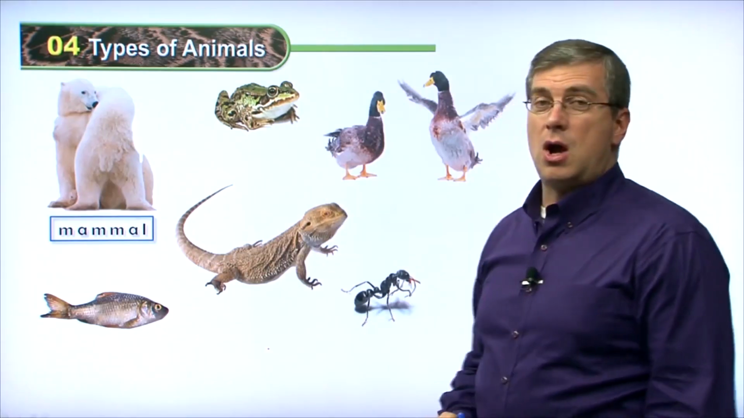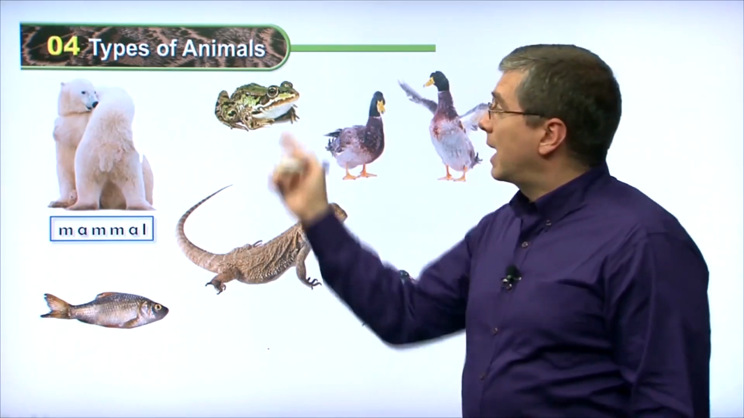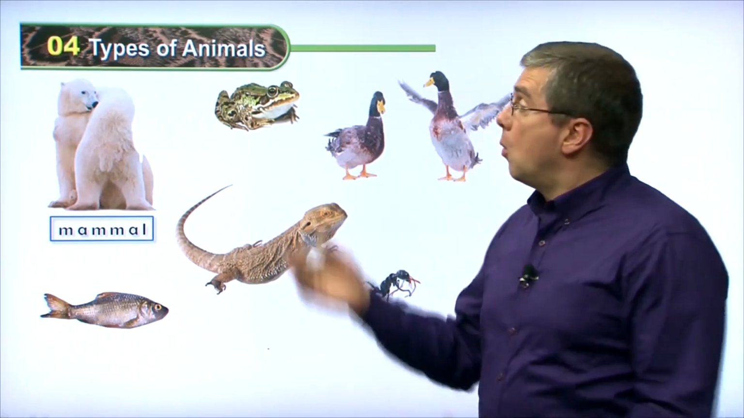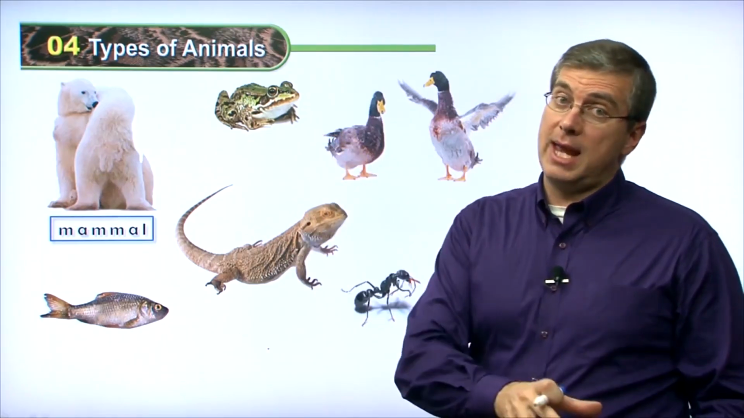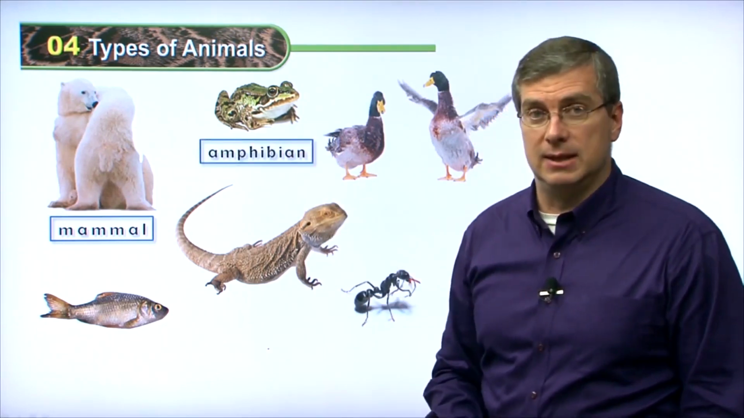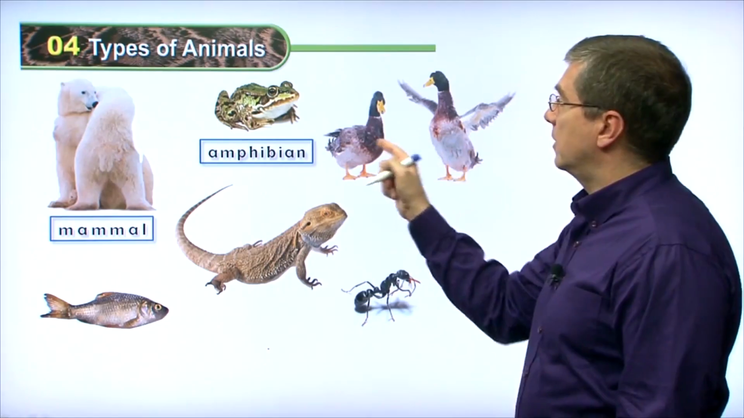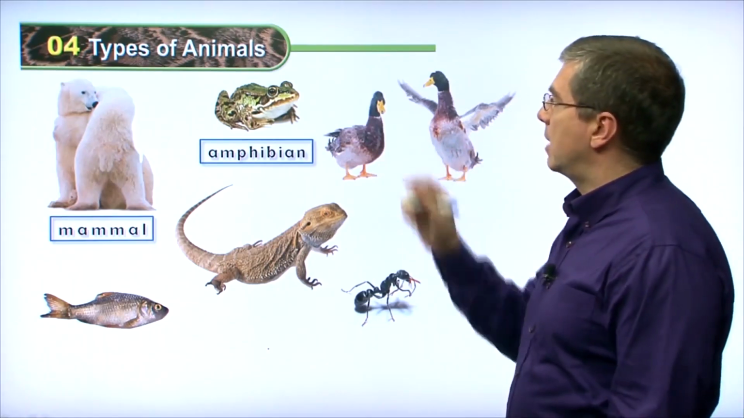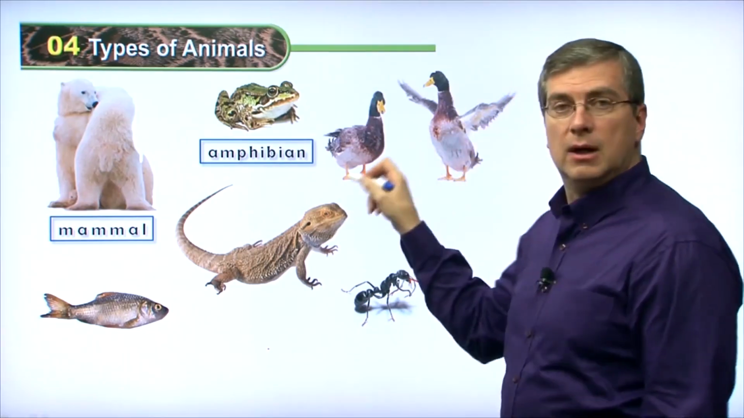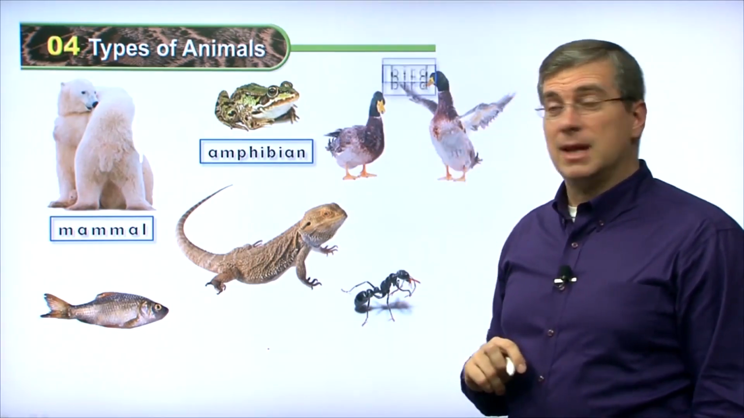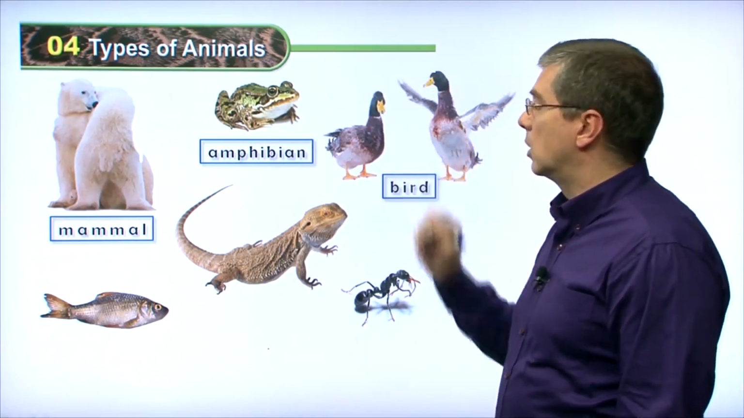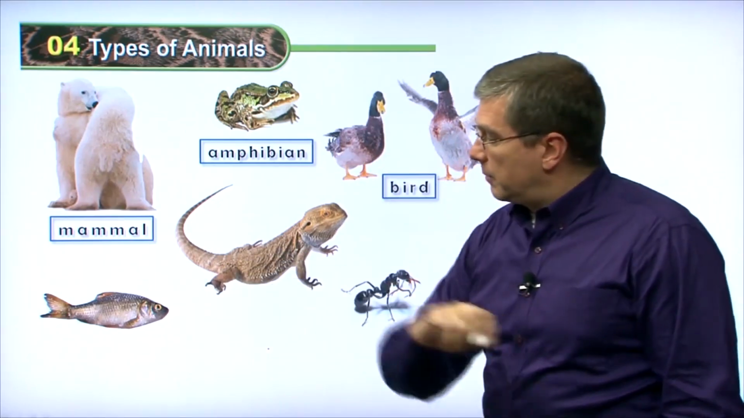Over here we have a frog. What can we say about the frog? What kind of skin does it have? It has wet, smooth skin. Where does a frog live? It lives on the land. It can also live in the water. So it is an amphibian. Okay? Over here we have 2 ducks. What can we say about ducks? They have 2 legs, 2 wings, and they have feathers on their body. So what does that make them? That makes them birds. Okay? So this is a bird. 2 birds.